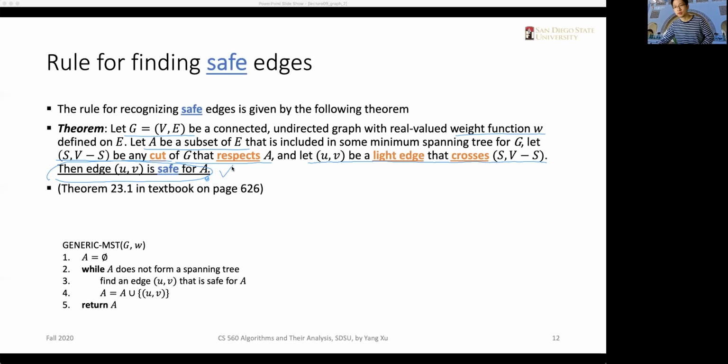I hope that's clear. So let's repeat that again. Given a subset A, we assume that A is a subset of a minimum spanning tree.